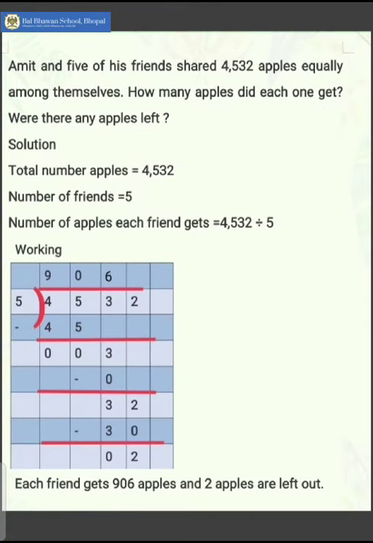Do mention the concluding statement, children. Each friend gets 906 apples and 2 apples are left out.